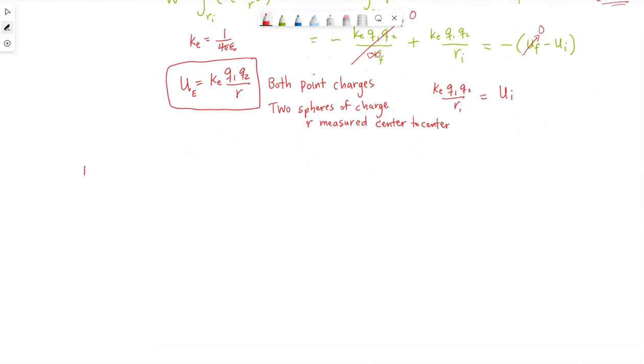So let's say we have a 4 nanocoulomb charge that is positive and a positive 2 nanocoulomb charge, and they're a distance of 3 centimeters apart. The energy we can calculate. So plugging in our values. K is the same constant we were working with before. Our 2 charges, the 4 and the 2.